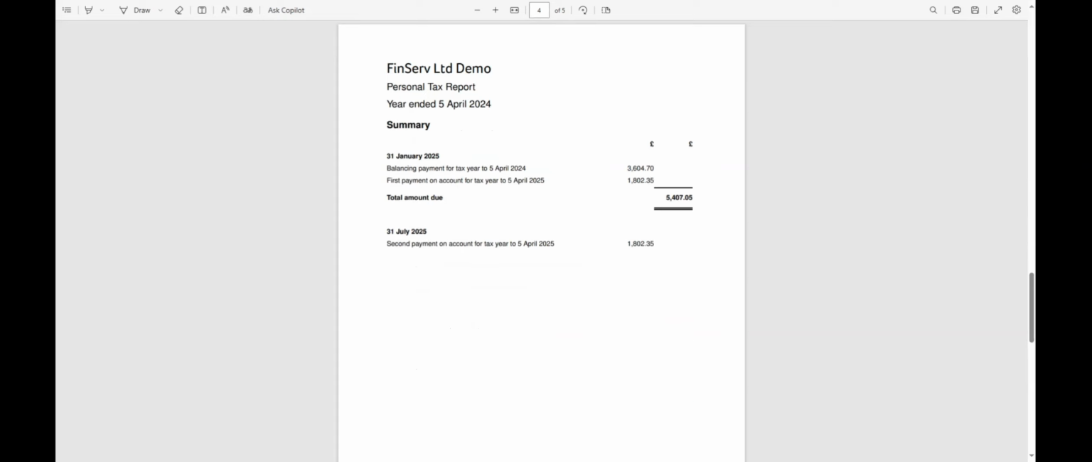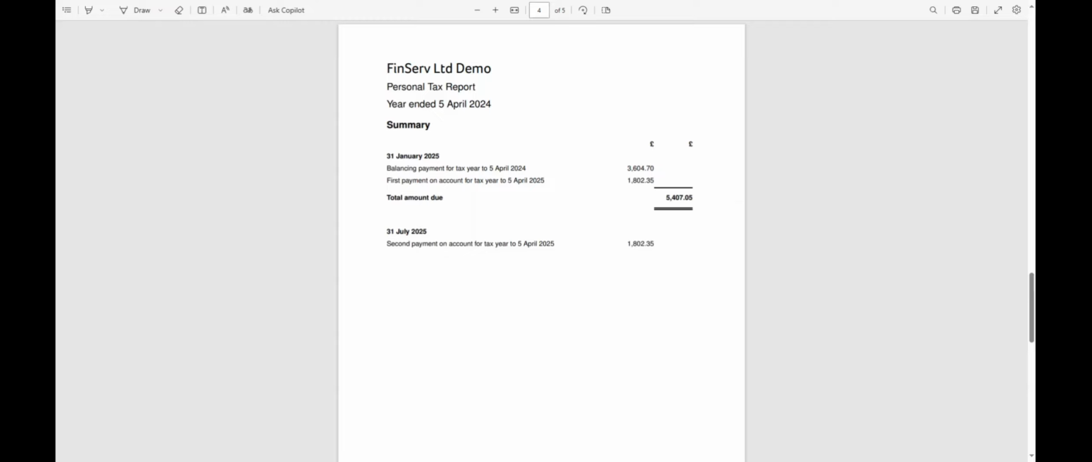Finally, on the summary page, this tax that you owe figure of £3,064.70 from page 1 is the balancing payment for the 2023-24 tax year, owed alongside two other amounts which are referred to as payments on account. HMRC's first payment on account is an advance payment towards your income tax for the next tax year. It applies if you are self-employed or have other untaxed income and your tax bill is over £1,000. Payments on account are made in two installments, one in January and the other in July.